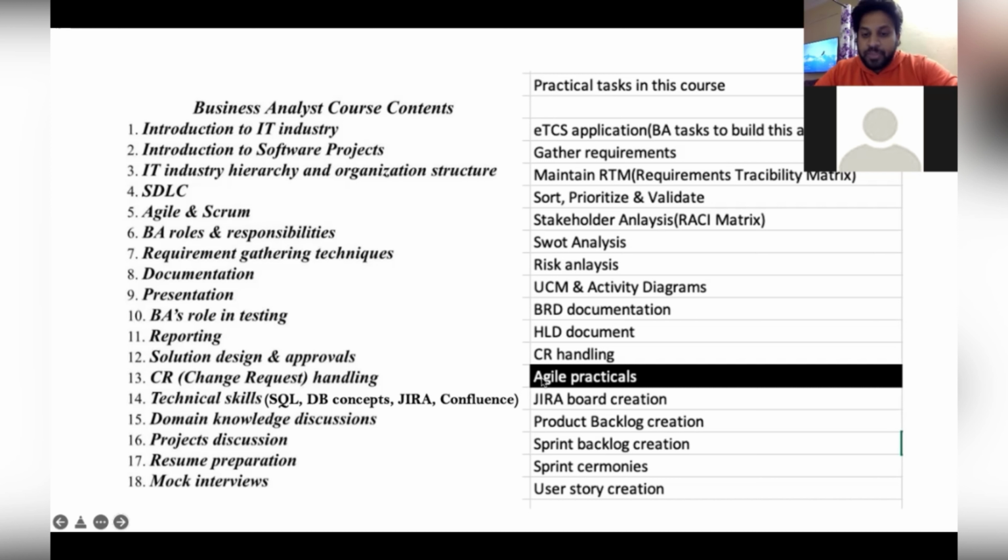Agile is something very important. We'll work on how to create a Jira board, how to create a product backlog and sprint backlog, sprint ceremonies, and user story creation. We'll work on all these things. A major chunk of this training program will be on these agile practicals only. It will take around 10 days. The rest will be covered more quickly, but I'll be focusing a lot on agile practicals because your day-to-day work will be on these things.